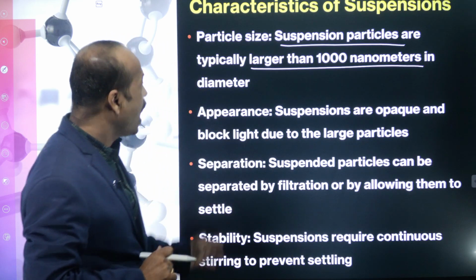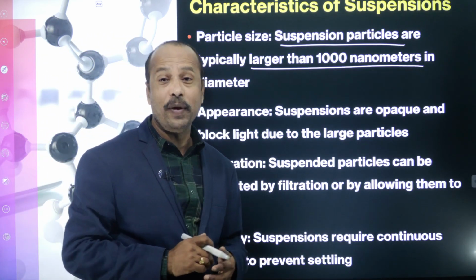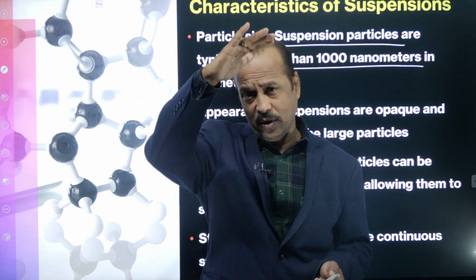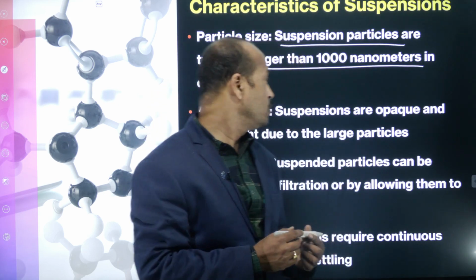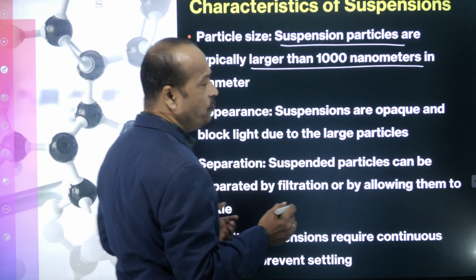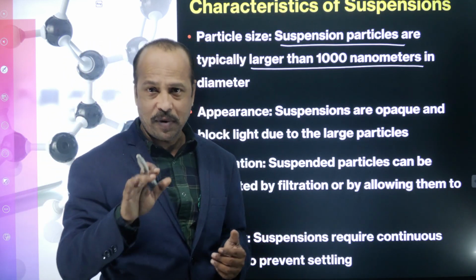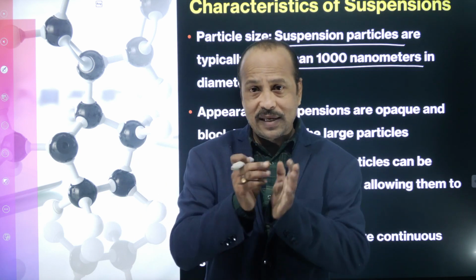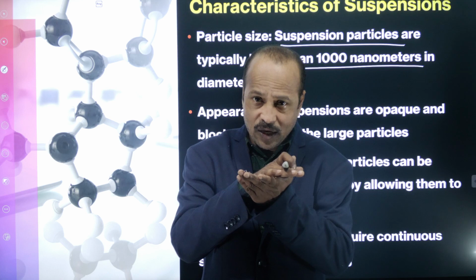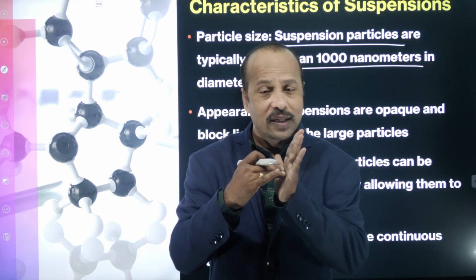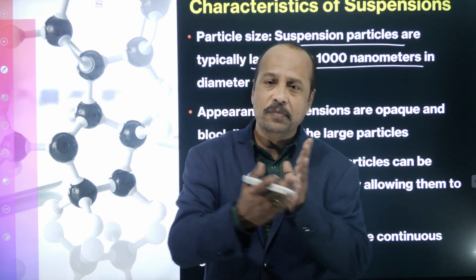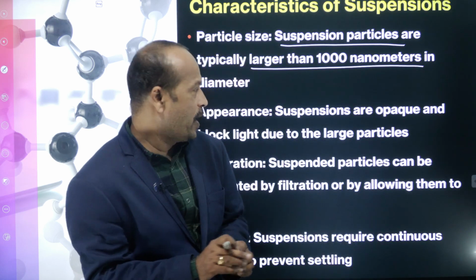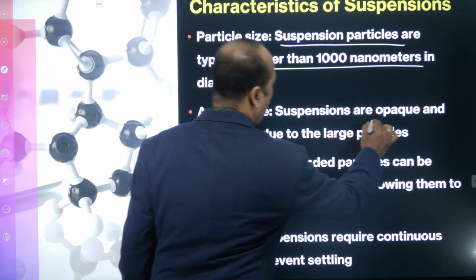Now, how do they appear? They are opaque. When all the chalk powder has settled down, if you pass light through that settled part, does the light pass through? No. These particles are bigger and settled down, so they do not allow the light to pass through them. That property is called opaque. So suspensions are opaque.